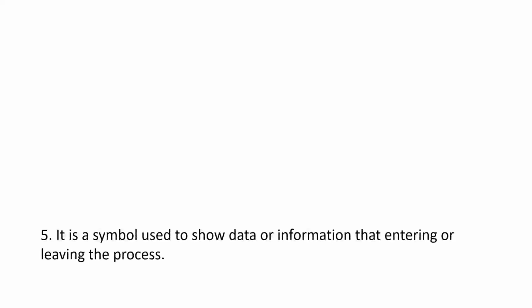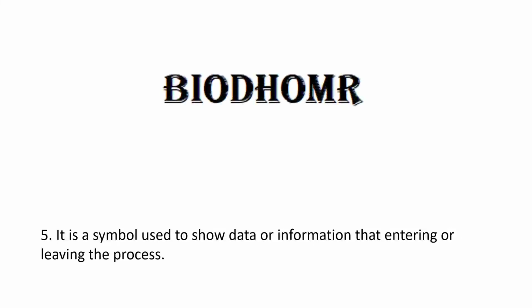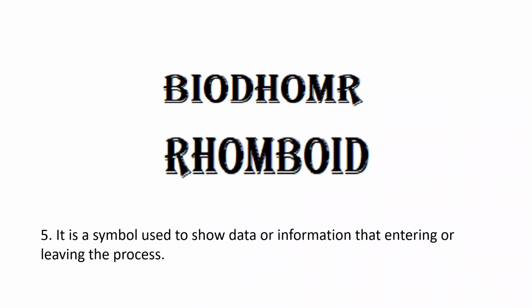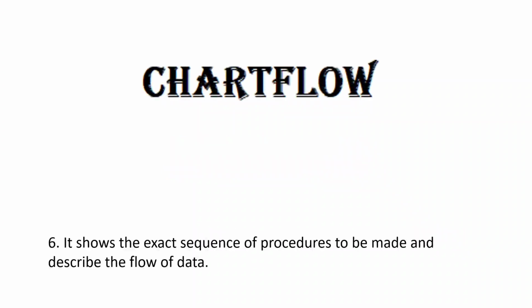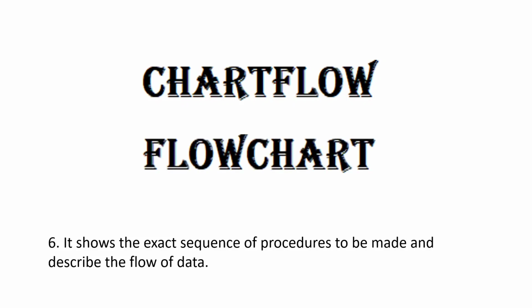It is a symbol used to show data or information entering or leaving the process. The correct answer, rhomboid. It shows the exact sequence of procedure to be made and describes the flow of data. The correct answer, flowchart.